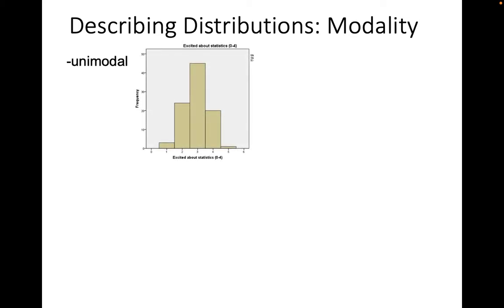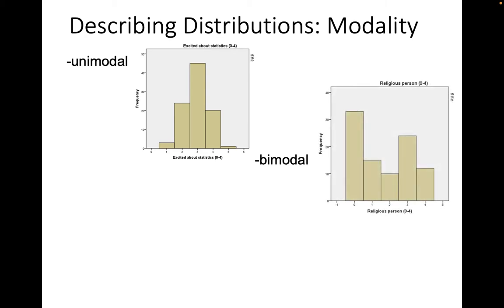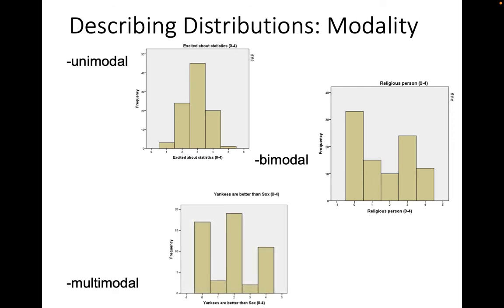Just wanted to show you some examples of histograms I created using statistics software, just to give you some sense of what real world data looks like. Here's a unimodal distribution, one clear mode. Here's a bimodal distribution. Again, the two modes are not exactly the same, but we can say it's more or less bimodal because we have those two clear peaks. And then here's a multimodal distribution.